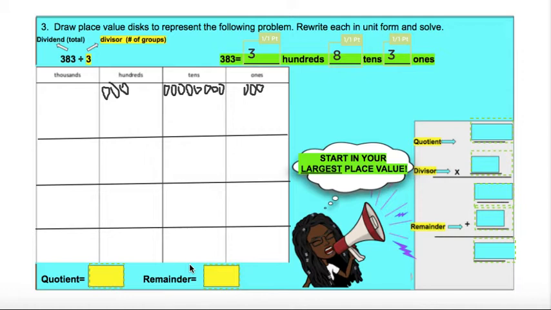We now have 3 groups. Remind Miss Turner, I'm starting in my largest place value. So which one is my largest place value? My ones, tens, or hundreds?